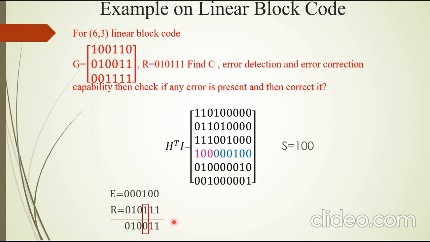And I can correct the error with the help of linear block code. So this is the example of linear block code. These are the basic steps where we find the code word C, and error detection and error correction also happen here, and also check if any error is present, then what it is. So this is the overall example of linear block code.